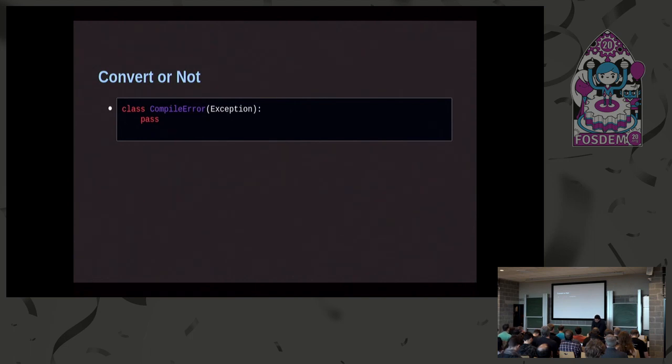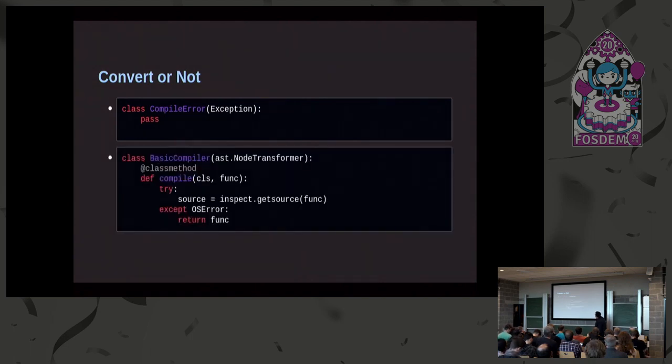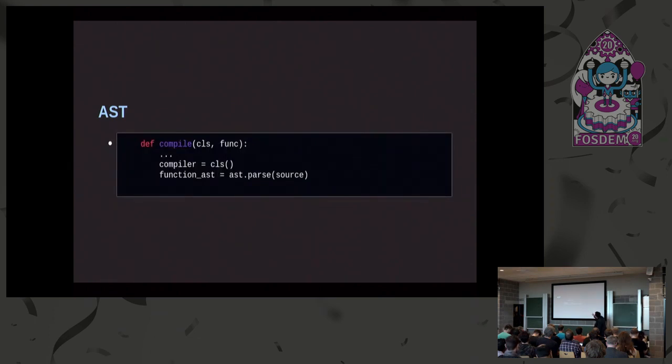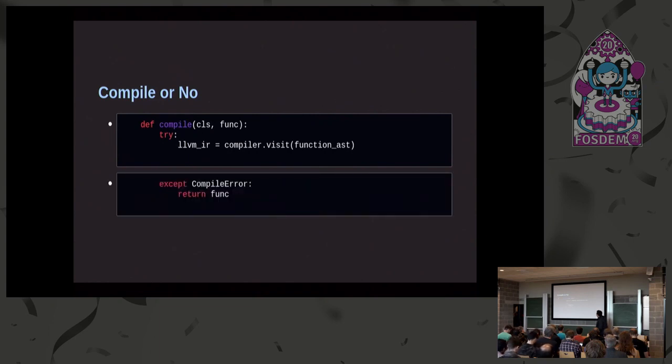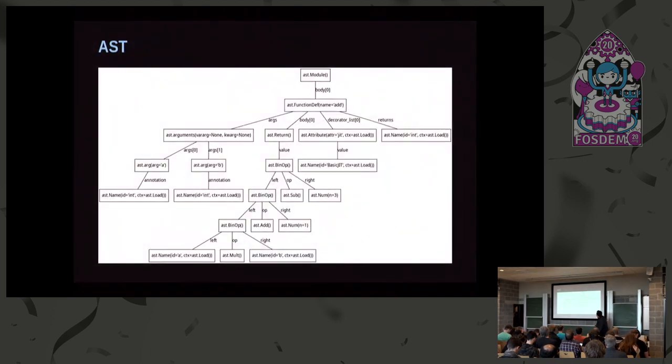So it will work on a subset of Python. This is a basic compiler. It will try to get the function's source code. If it can't, it will return the normal function. And if it can, it will parse the source code into the AST, and it will try to traverse that AST using the NodeVisitor class from Python's ast. If any error happens during that traversing, it will return the normal function. So if something doesn't fit our subset, we will raise a compiler error, and if this part catches that error, it will return the function. This is the AST of that function.